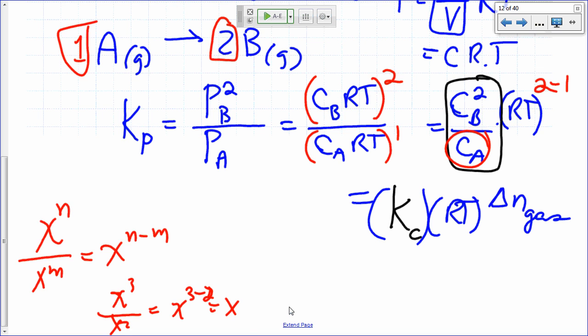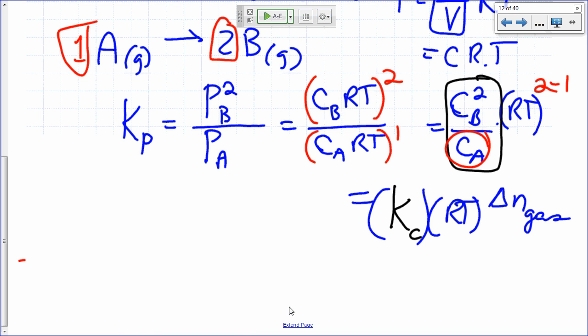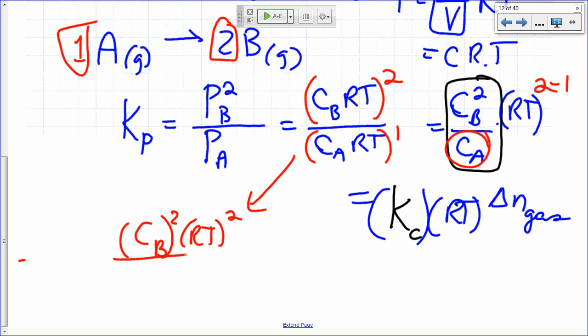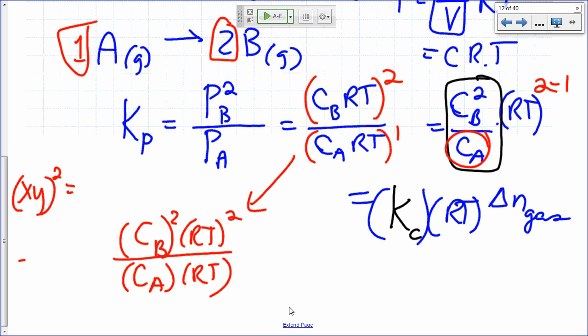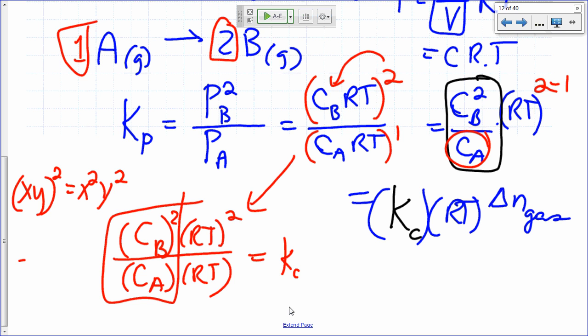Okay. Let me do this step by step. Let's go from here. Okay. So this is going to be CB squared times RT squared. Okay. And this denominator is going to be CA times RT. Okay. If you have x times y squared, that's not the same thing as x squared y squared, so that's why that 2 still stays with the c sub b. Okay, so now that's going to be k sub c. This thing is k sub c, and this thing right here would be RT raised to the power 2 minus 1.